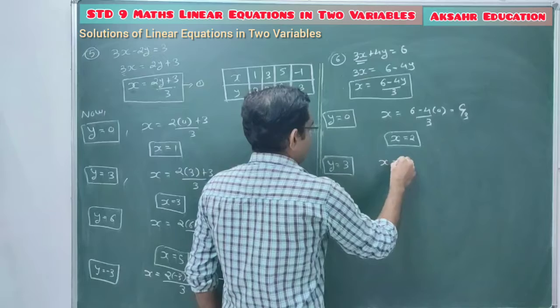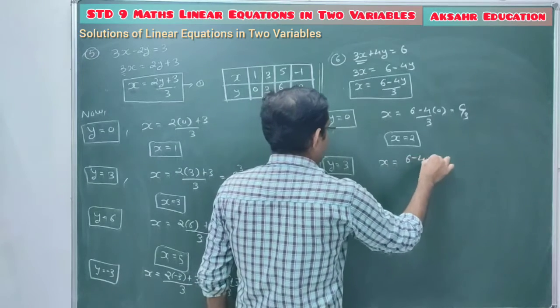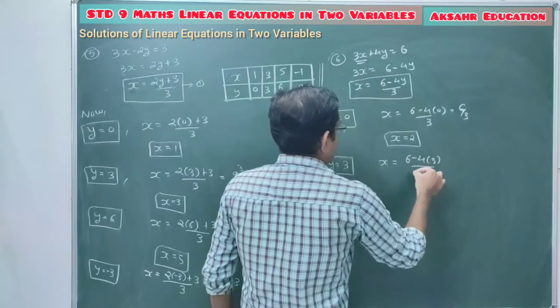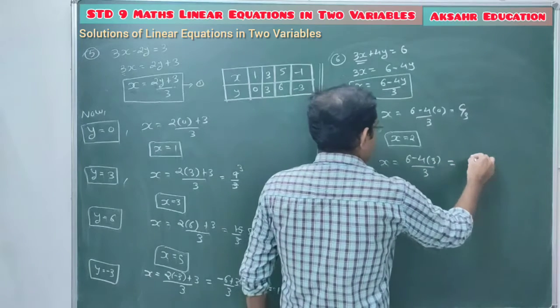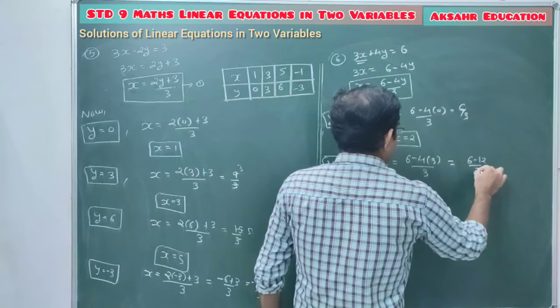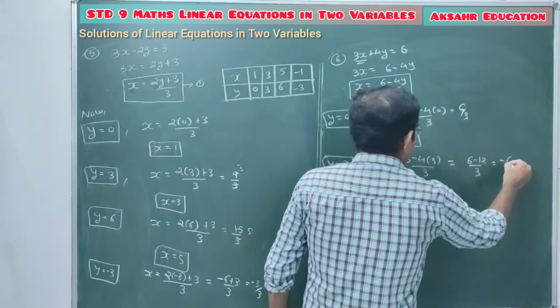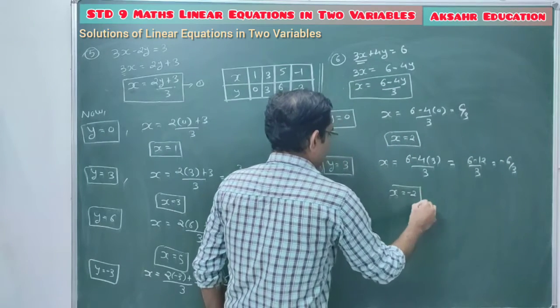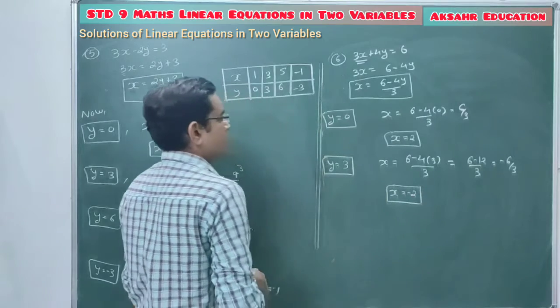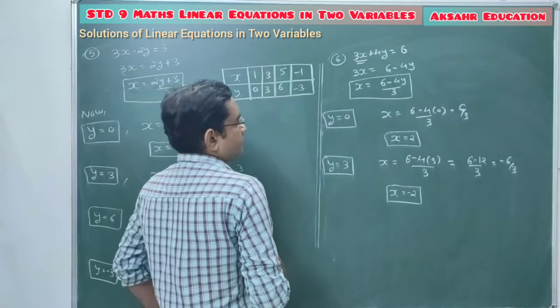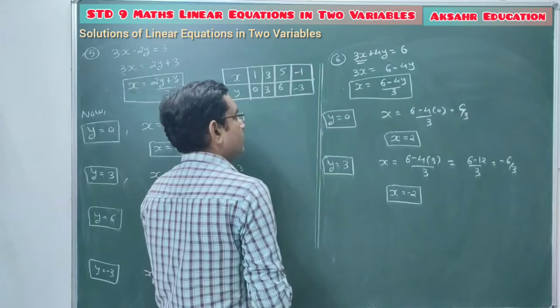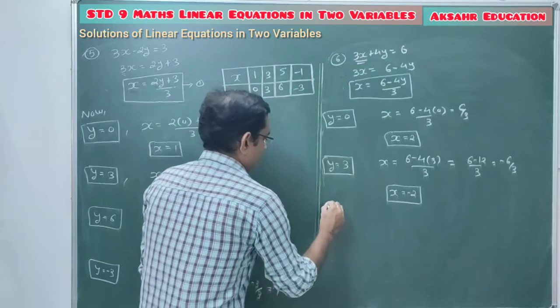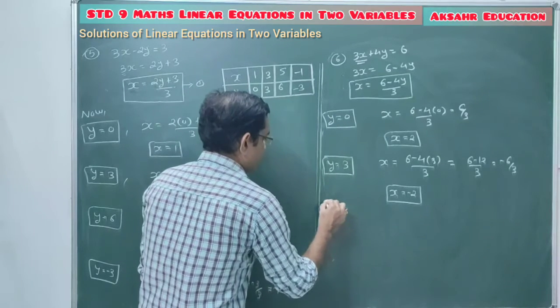So this is x equal to (6 minus 4 into 3) by 3. So 6 minus 4 3s are 12, by 3. So this is equal to minus 6 by 3. So we are getting x equal to minus 2. Then y equal to minus 3 ले लें, तो 3 4s are 12. Take y equal to minus 3.